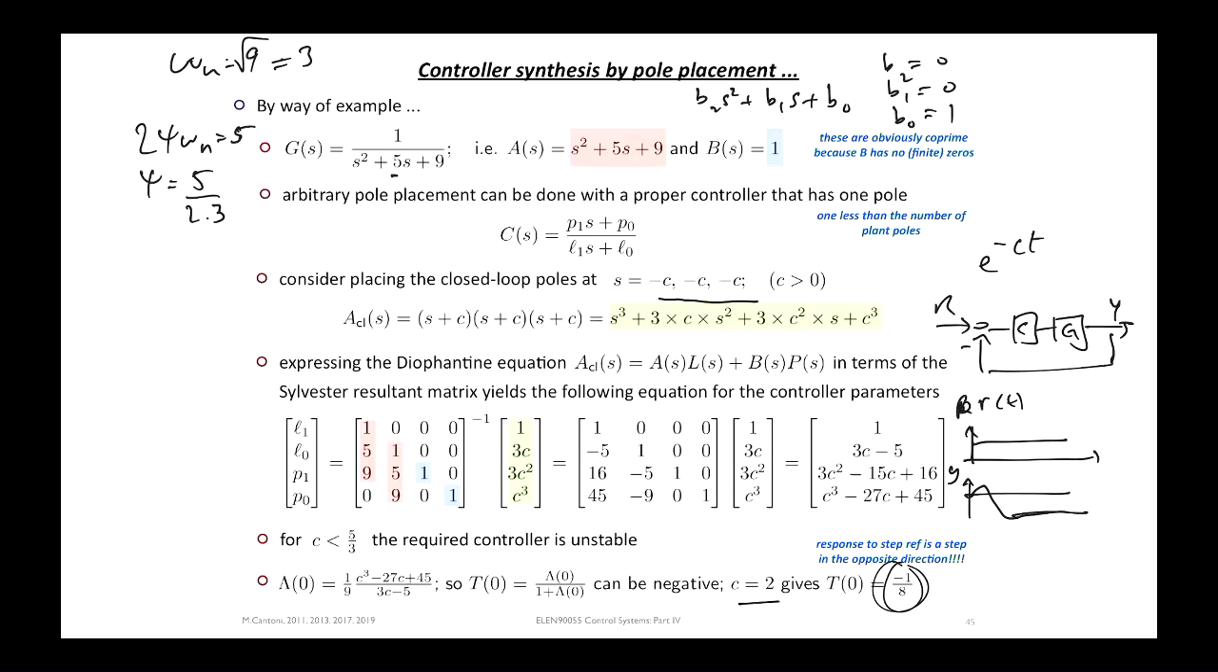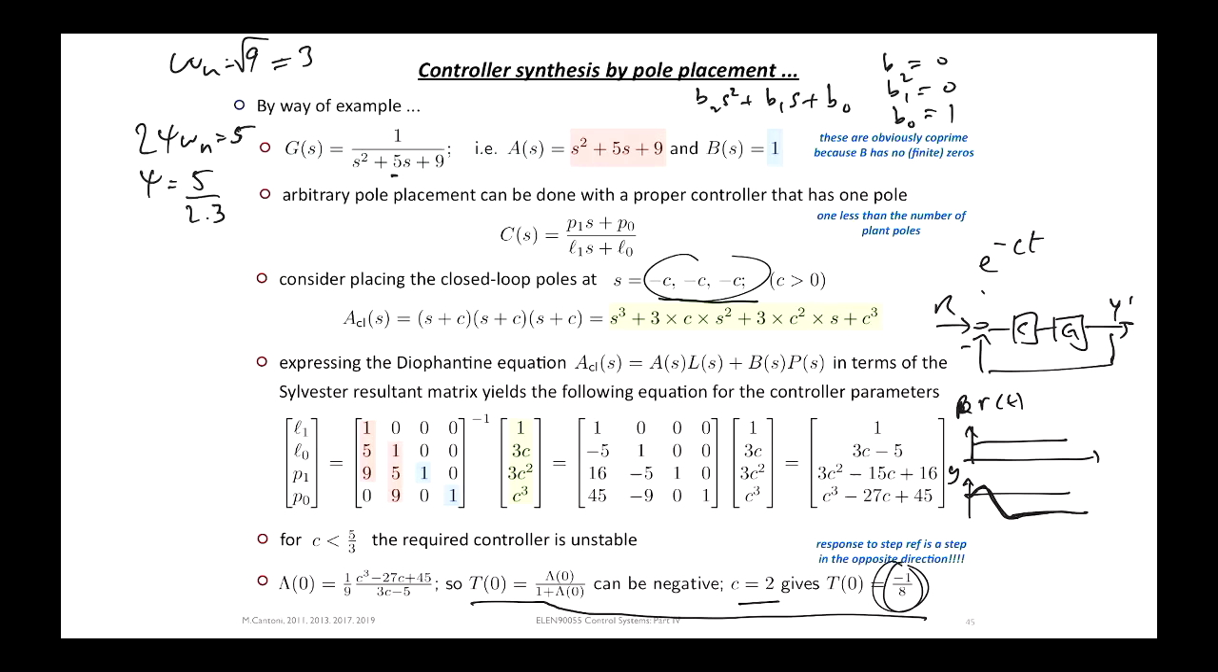Again, why is this happening? Because we're not paying any attention to these sorts of characteristics of the closed loop. We're putting all of our attention on where the closed loop poles are, and that doesn't tell you the whole story. Why would you want it to go in the wrong direction? You're trying to get Y to follow R.